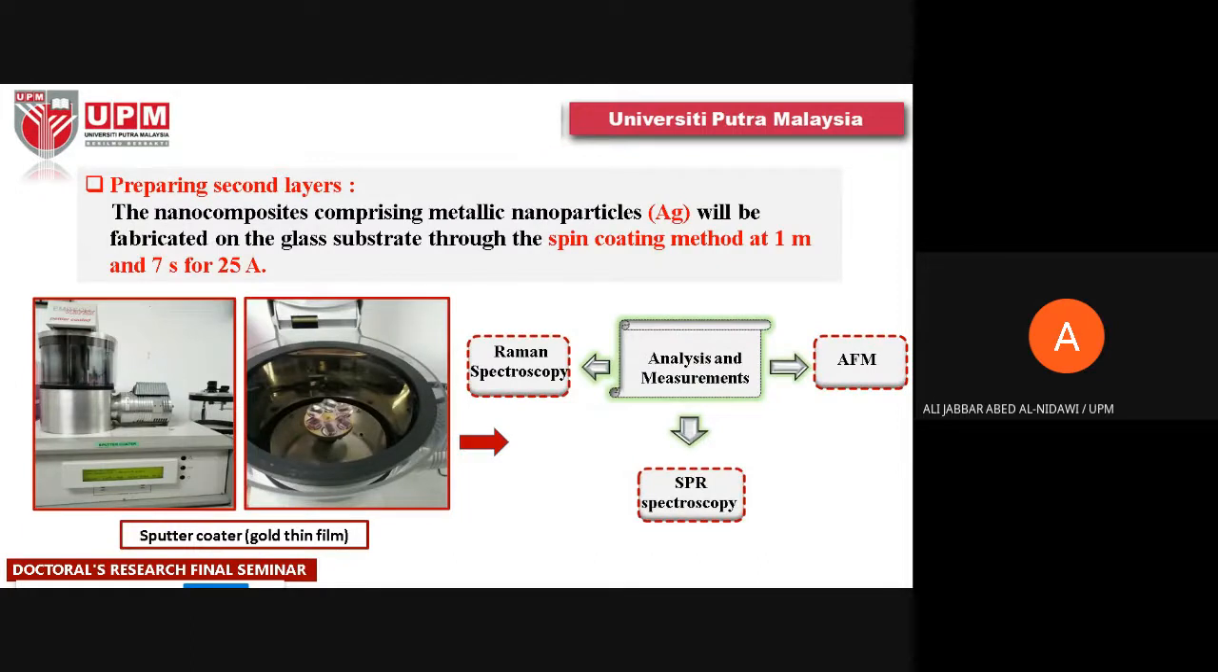Then I prepared the second layer. The second layer coats the gold nanoparticles on the glass substrate by the spin coating method, for 1 minute 7 seconds at 25 ampere, to get a 50 nanometer thickness of gold using the sputter coater machine. Then I submitted my samples to Raman spectroscopy, AFM, and SPR spectroscopy. I did the SPR spectroscopy at UKM because there is no such machine in my department.